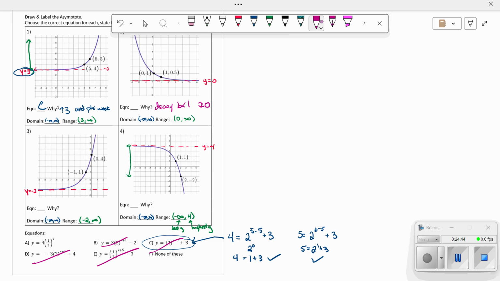Oh, all right, let me plug in 0, 1. So in option A, if I plug in 0, 1, 1 for y, 0 for x. Now wait a second. 4 times 0 to the 1/2. 4 is equal to 1 does not work. So this is none of these. Points did not work in any of them.